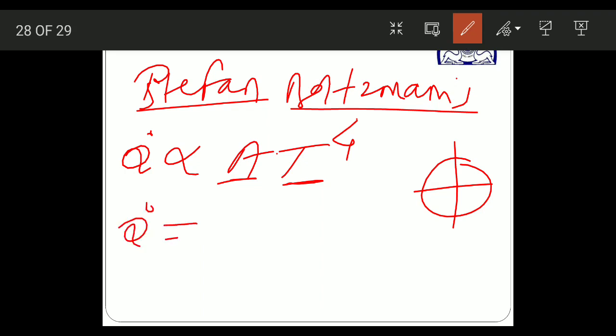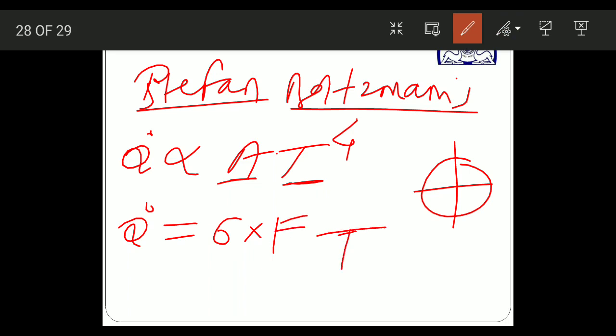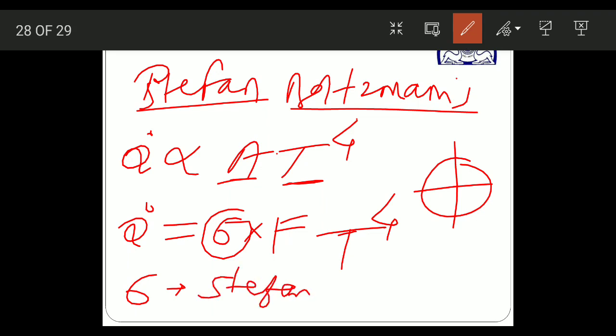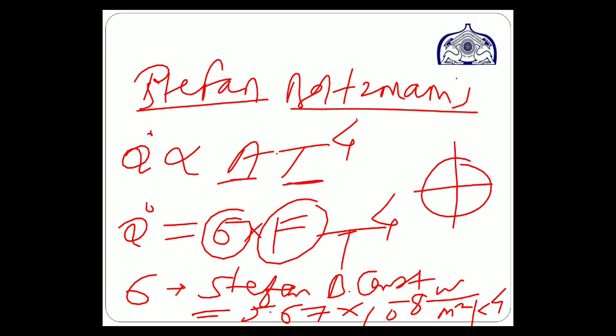So if you remove the proportionality sign, then we can write this as sigma into emissivity, or we can say you can write here one factor, that is F, into T raised to 4. So what is this sigma? Sigma is nothing but the Stefan-Boltzmann constant. And what is the value of the Stefan-Boltzmann constant? That is equal to 5.67 into 10 raised to minus 8 watt per meter square Kelvin raised to 4. And what is this F? F is the geometric factor, which depends on the geometrical area of the given body.